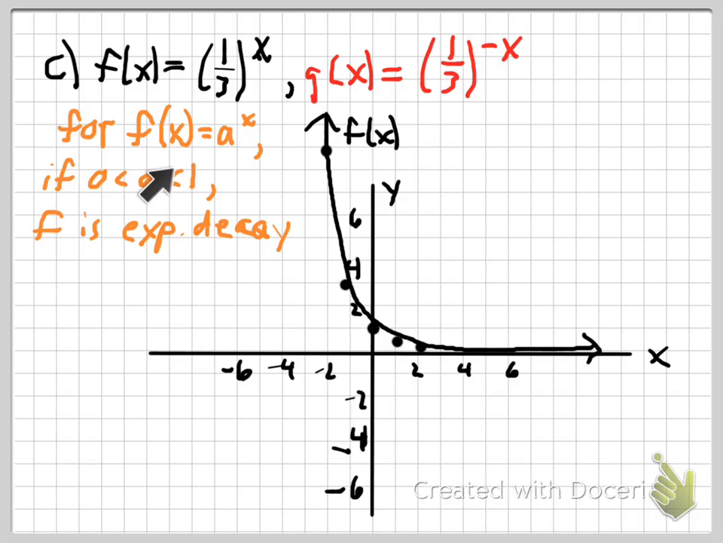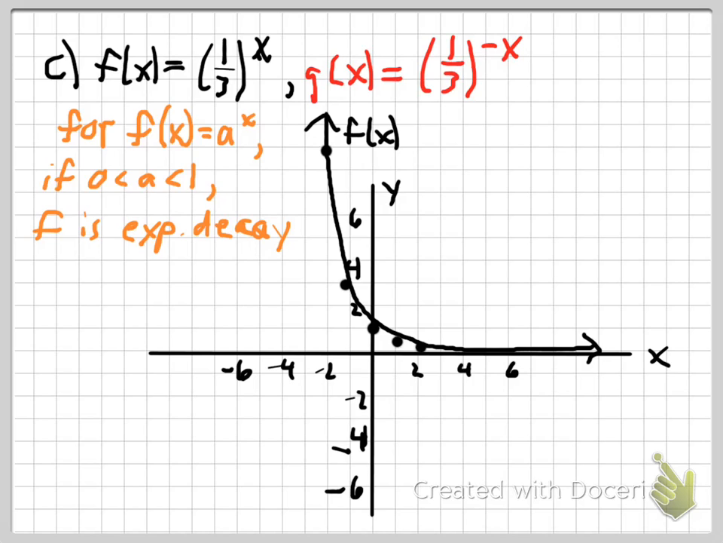Anytime you have an exponential function in the form f of x equals a to the x power, if your base a is between 0 and 1, then that means you've got exponential decay. Now that gets reversed when you put the negative sign. If you have an exponential decay and then you multiply the input by -1, then suddenly you're going to get an exponential growth function. Does that make sense? I'll try to illustrate why that would be exponential growth a little bit better here in a moment.